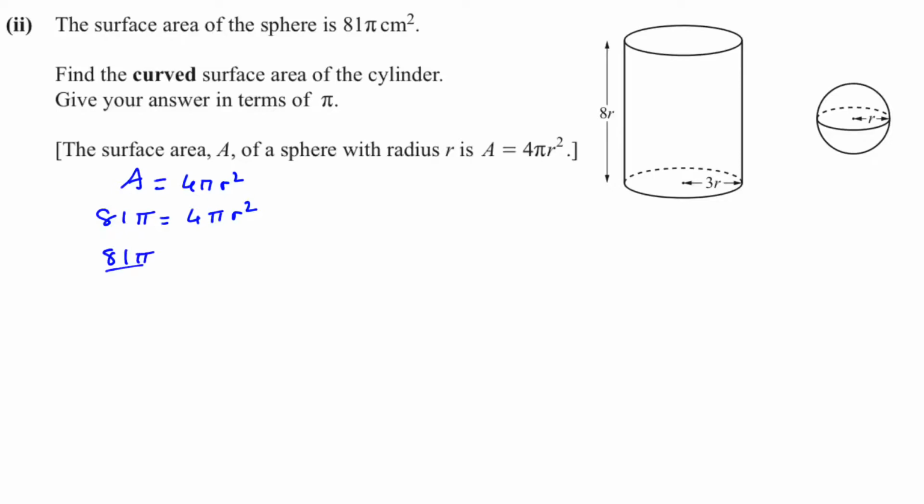81 pi, this is a multiply. When I bring it, it will be a divide. And r square, the pi will get cancelled. And this is a square, so we square root 81 over 4 to get r.